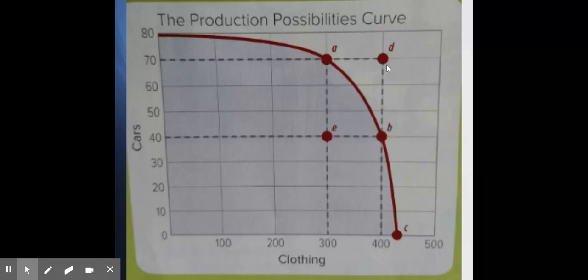And if we're making 400 units of clothing, we have to sacrifice down to 40 cars, right? So we can't get to point D. So what does point D represent? Point D represents a point in the future. We would love to be able to get to point D, but with our current resources and with our current processes and technologies, we just simply cannot get to point D. We're going to need innovation. So point D represents the future, and point D also represents innovation. Point D represents us doing something better in the future.